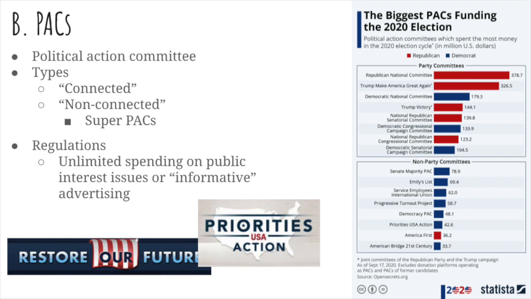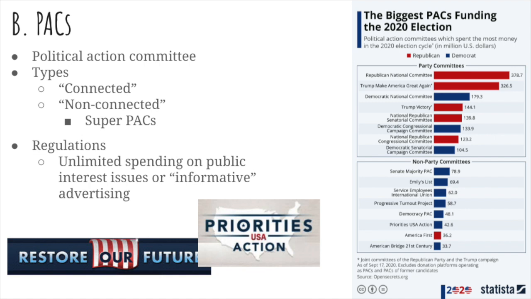The results of these Supreme Court decisions have basically carved out a new kind of category of PAC. It used to be that all PACs were connected to an interest group. Now we have things called non-connected PACs, which are sometimes referred to as super PACs. These super PACs are allowed to collect unlimited amounts of money. They don't have to disclose where it's coming from. And in terms of regulations on their spending, there's relatively few of them. They can spend pretty much unlimited amounts of money on whatever they want as long as it's informative advertising as opposed to a campaign ad.